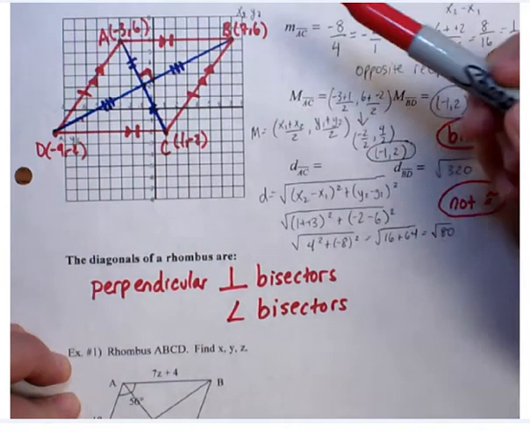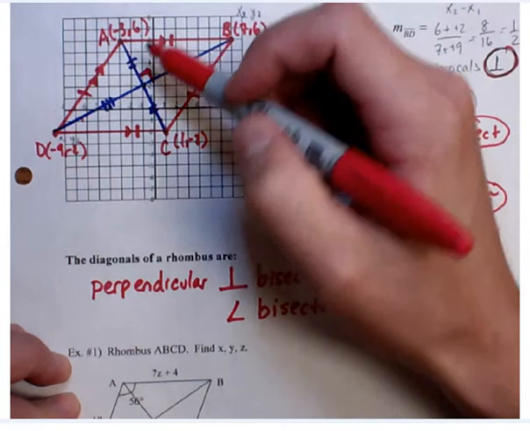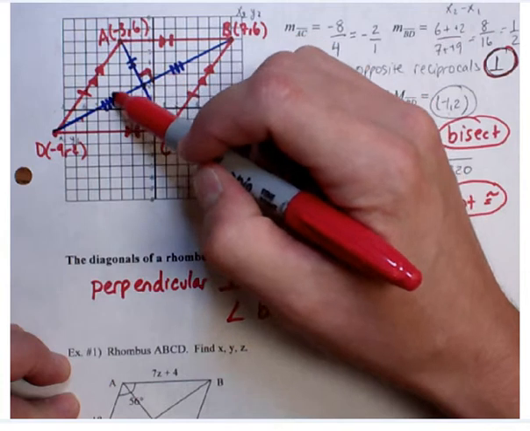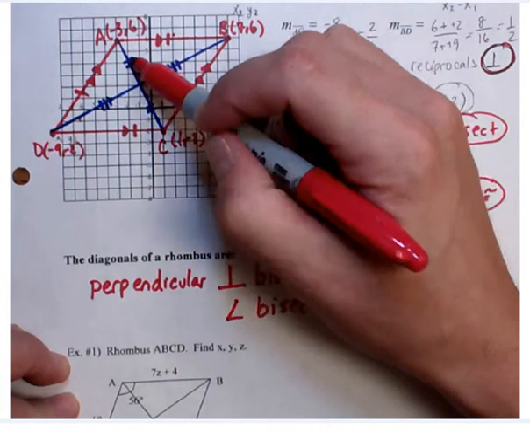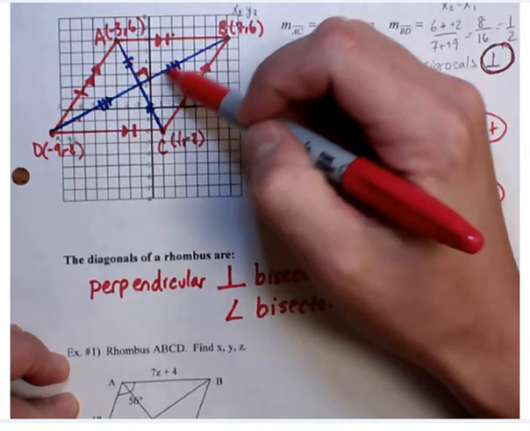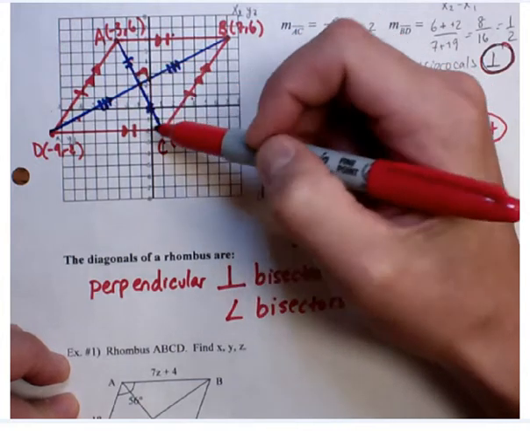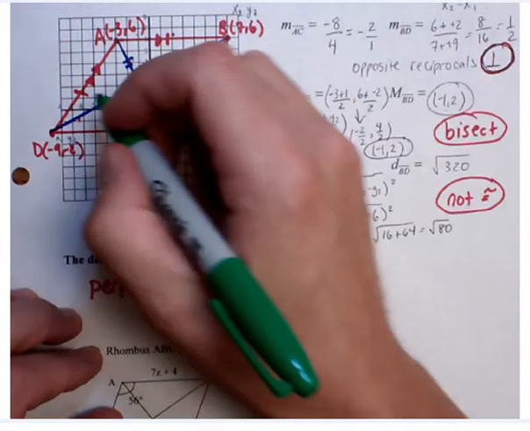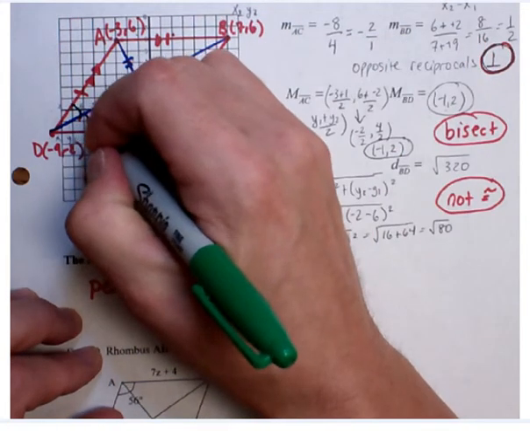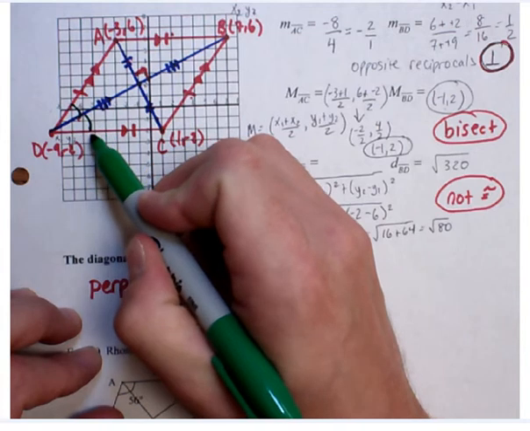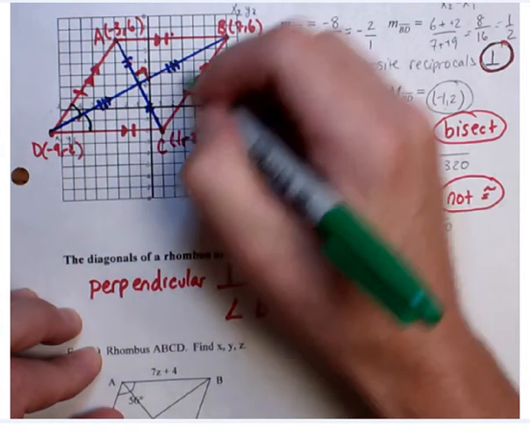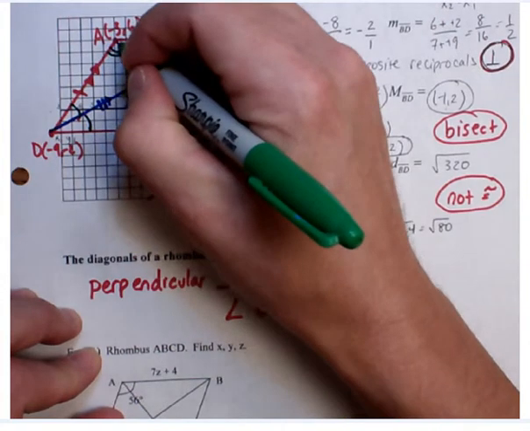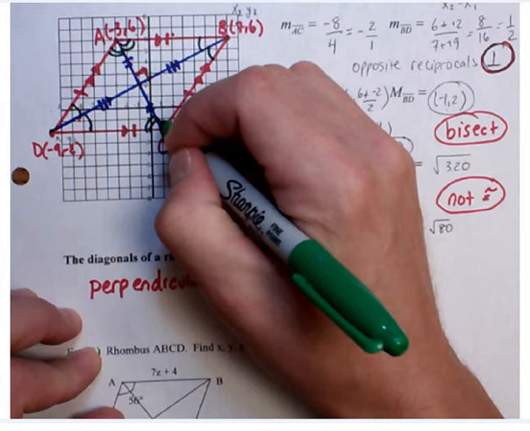If you look in your picture, all the triangles are congruent. You have 1 mark, 2 marks, 3 marks. 1, 2, 3, 1, 2, 3. They're all the same. If the triangles are congruent, then you know that the corresponding parts are congruent. For example, these two angles, these two angles, these two, and then these two.